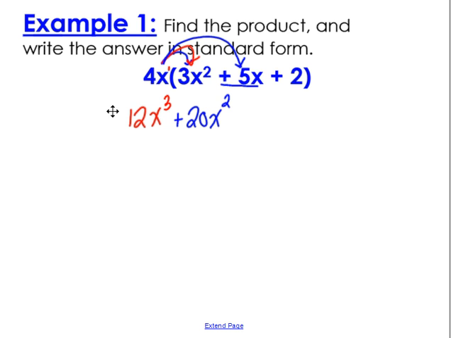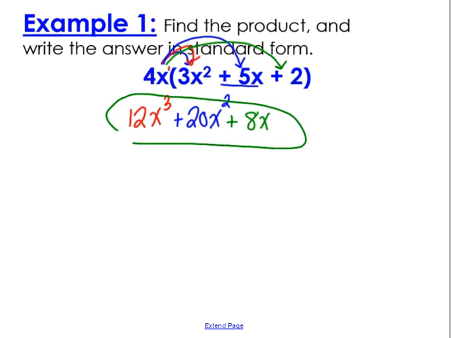And then the last term, 4x times this 2. 4 times 2 is 8, and they were both positive. And I only had one x in the problem, so it just makes it a plus 8x. Now I would check and see, can I combine like terms, and I cannot, because these all have different exponents. So this is my final answer.